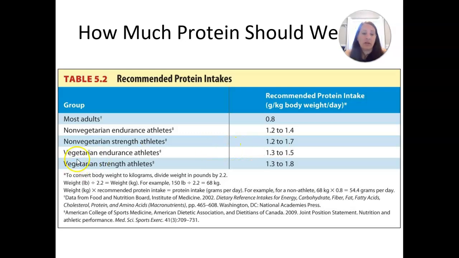And then there are special numbers for vegetarians as well. And again, these numbers can range from about 0.8 to about 2, around there, depending again on age, physical activity, whether you're healthy or not. All of those things are going to matter. Okay, I will be asking you to use this chart in the lecture assessment packet. So you want to make sure that you pay attention to whether an individual is an athlete or not.